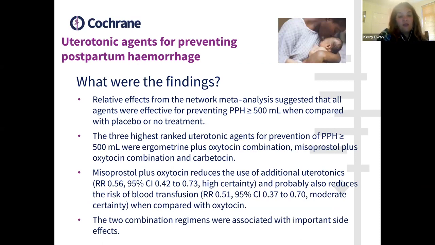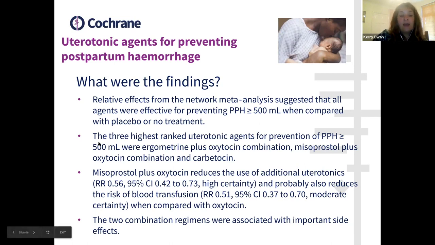And the findings for this review, again, are quite complex because of the amount of data. Those forest plots I showed you were just for one outcome. So it's really important to involve the clinical experts to help interpret the data in terms of what's important for the reader. And this is just some information that I've taken from the abstract. The relative effects from the network meta-analysis suggest that all agents were effective for preventing postpartum hemorrhage, greater than or equal to 500 millilitres, when compared with placebo or no treatment, and the effect estimates were given in the abstract.